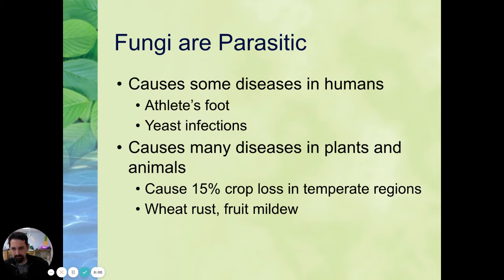It is estimated that up to 15% of crops in temperate regions are lost to fungus. That's from something like wheat rust, which would be a good example. Fruit mildew. Have you ever bought a thing of strawberries and like 2 days later, the strawberries are all going crazy with the big fungus mold on top, and it looks like it has a big poofy fungus hair? So fruit mildew is a pretty big deal.